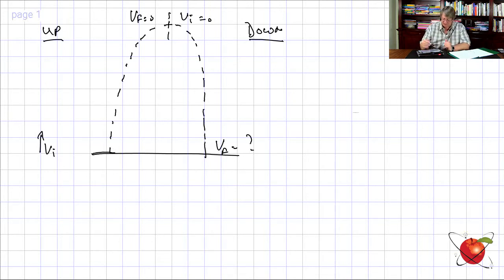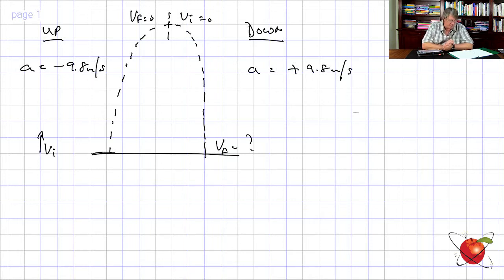So, just let's look. Now on the up, what is pulling it back to Earth? Gravity, yes. So we say, acceleration is minus 9.8 meters per second squared. On the downside, what is acceleration here? Is it making it faster? Yes, acceleration is equal to plus 9.8 meters per second squared.